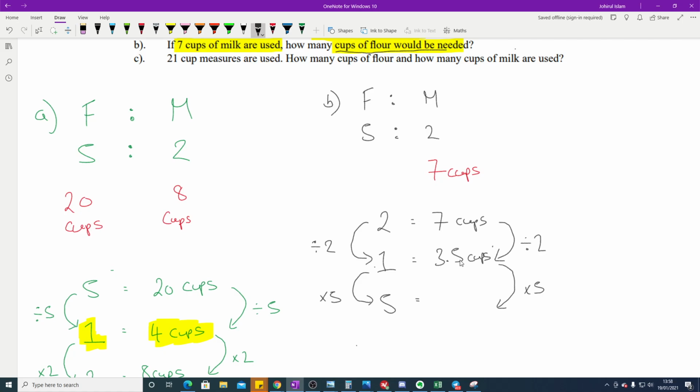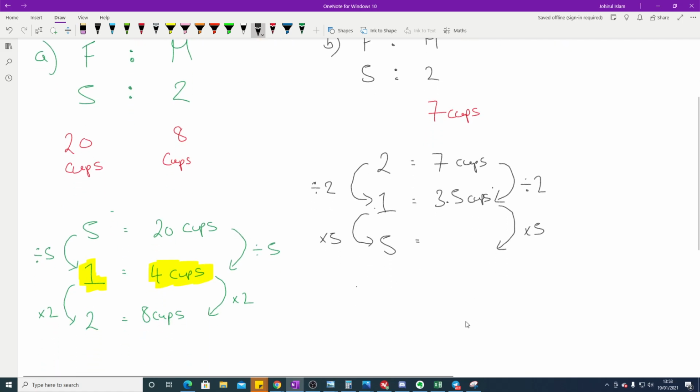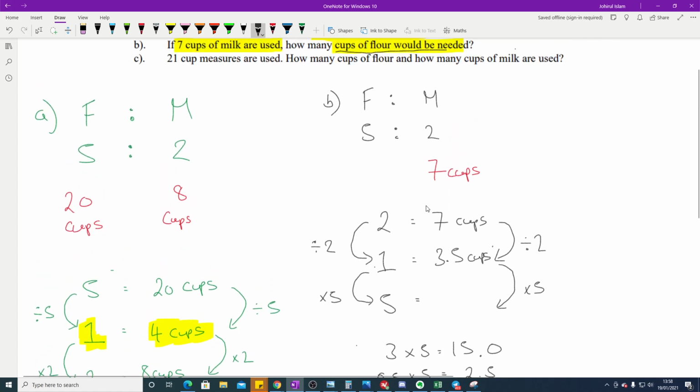And 3.5 times 5, you can break this down, so you can do 3 times 5, which equals 15. And then you can do 0.5 times 5, which is 2.5. And then you can add those two numbers up, which gives you 17.5. So the ratio of 5 will equal 17.5 cups.